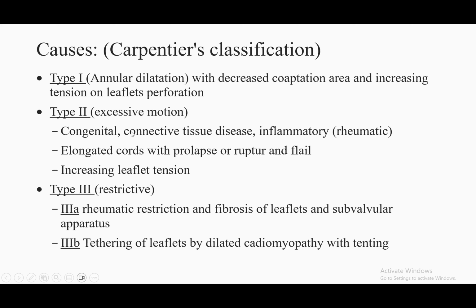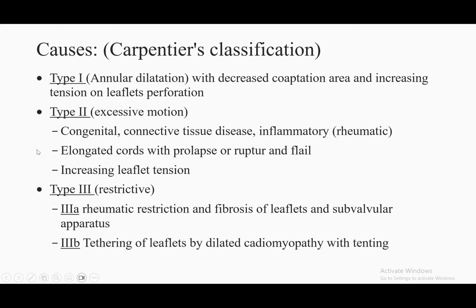Type 2 is an excessive motion, either congenital or connective tissue disease, inflammatory like rheumatic, elongated cords with prolapse or rupture or flail, increasing leaflet tension.